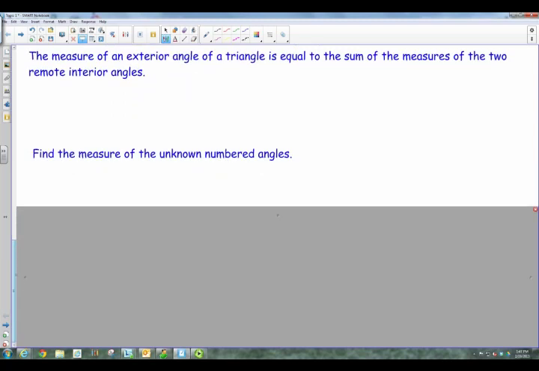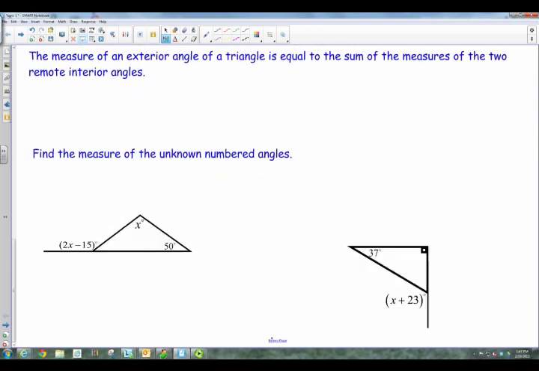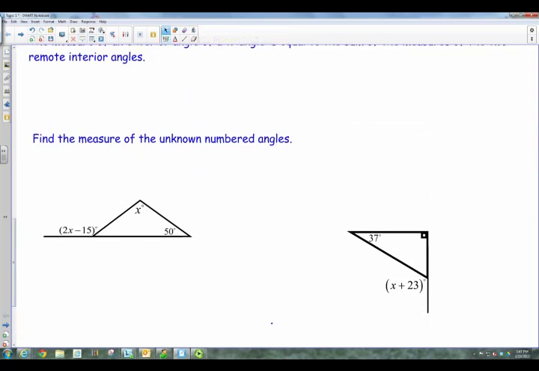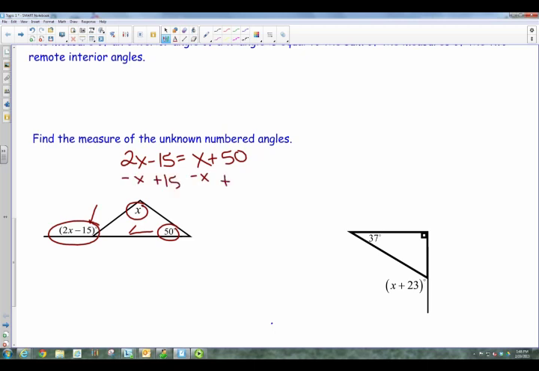Okay, so using that property, here's what we're going to be asked to find. Find the measure of the unknown numbered angles. Well, what that property said is the exterior angle is equal to the sum of the two remote interior angles. So this one on the outside here is equal to the sum of those two in there, and sum means addition. So we go 2x minus 15, that's my exterior, equals x plus 50, sum of my two interior. And now we just solve this. Subtract x, add 15. So my x's cancel, my 15's cancel. Right here, I've got 1x equals 65 degrees.